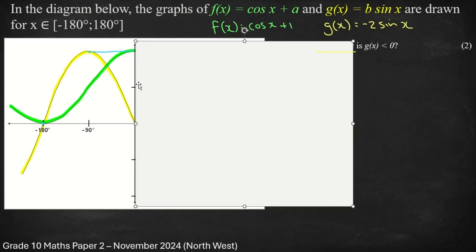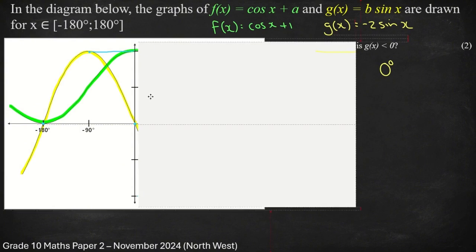And where does it touch 0? Yes, at the origin. But am I looking for 0? No, I'm not. But I'm still going to write 0 degrees because this is now where it touches 0. You will see in a second why I'm writing the 0. Then I'm going to move the paper to the right.